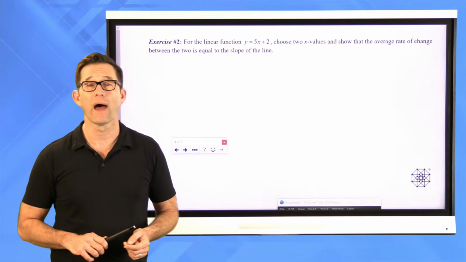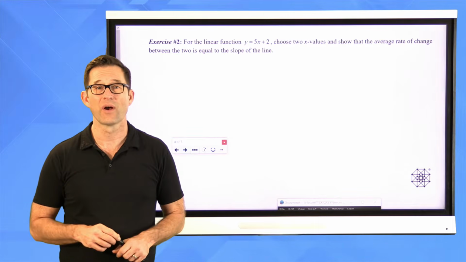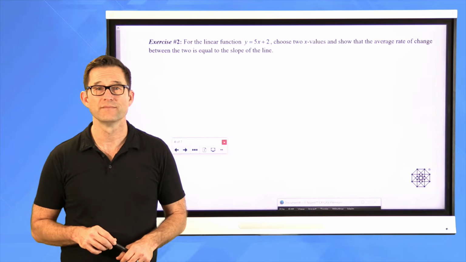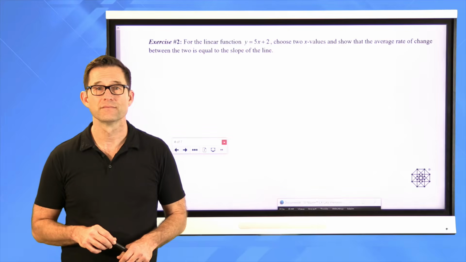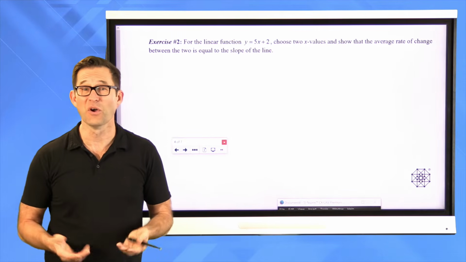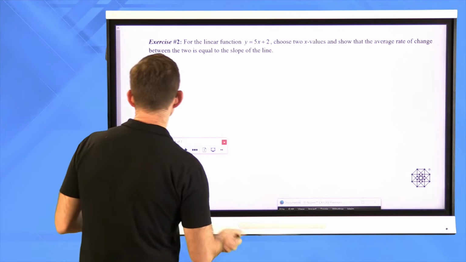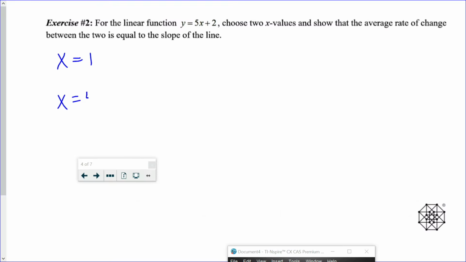Pause the video now and choose a couple random values of x and calculate their average rate of change between the two. All right, I'm just going to go random. Again, I don't know, obviously, what you chose. So I'm going to choose x equals 1 and x equals 4. So when x is equal to 1, I can just do 5 times 1 plus 2, which is 5 plus 2, which is 7.